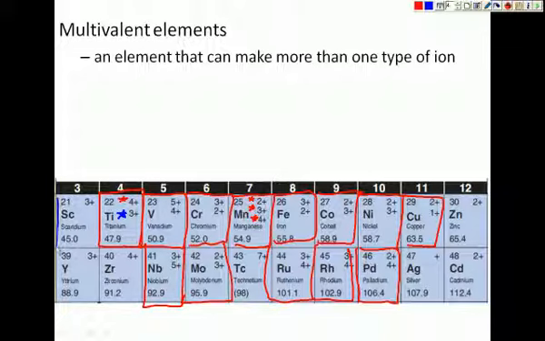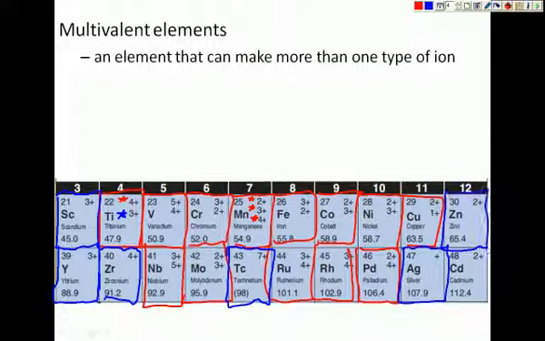These ones right here are not multivalent. They can only make one type of ion, as we can see here. This can only make a 3+ ion. This can only make a 7+ ion. Silver can only make a +1 ion. Zinc can only make a 2+ ion. And cadmium can only make a 2+ ion. So these ones are multivalent, and these ones are not. These are single-valent.